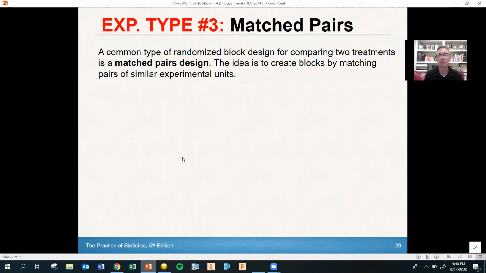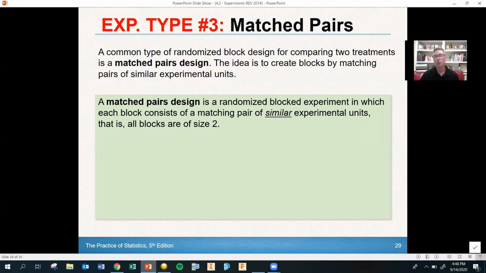So here's our third type. It's called matched pairs. Looking at it, it says this is a common type of randomized block design. So this is a special type of block, and we only do this when we're going to compare two different treatments. Basically, what we try to do with a matched pairs design is this: we're going to block people often into this experiment, and every block has to have a size of 2.